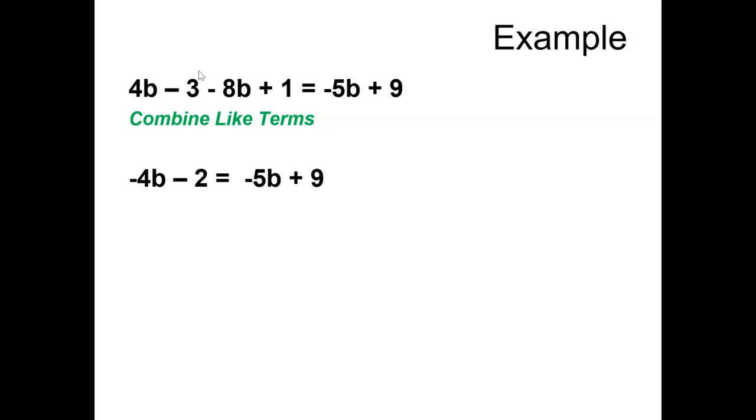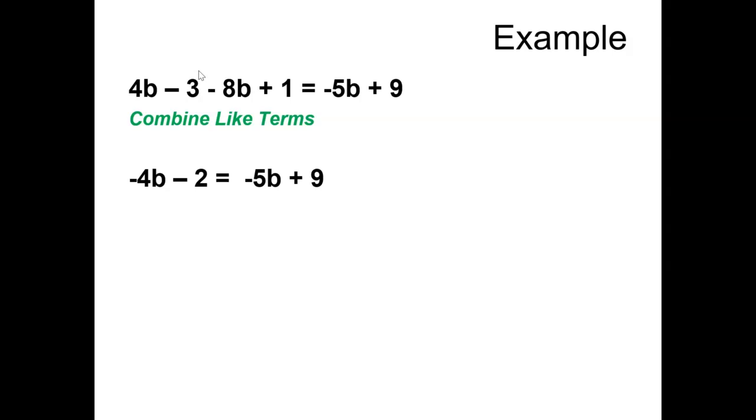So combining the like terms, 4b and a negative 8b will give me negative 4b. Negative 3 and a positive 1 will give me negative 2. And that equals, on my right side, there's nothing to combine, so I will bring the whole two terms as is, negative 5b plus 9.